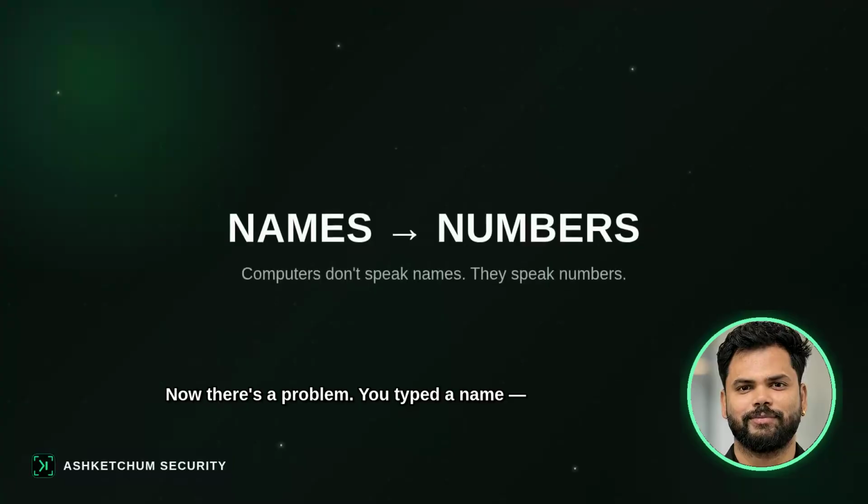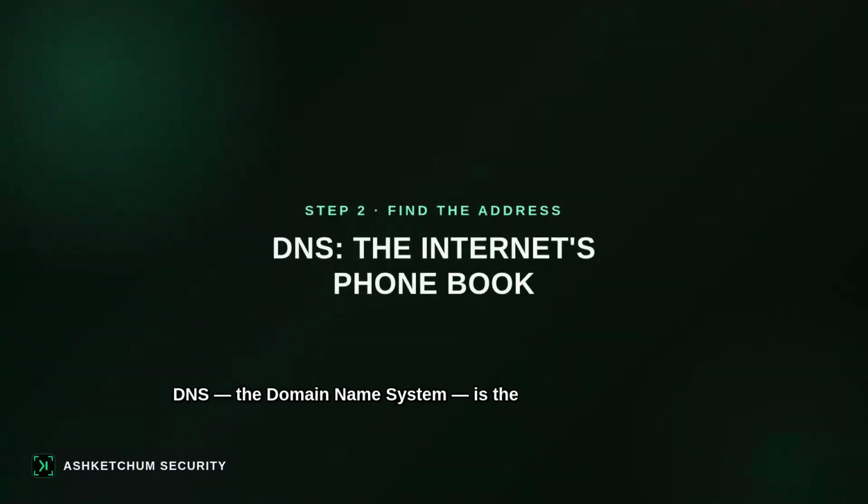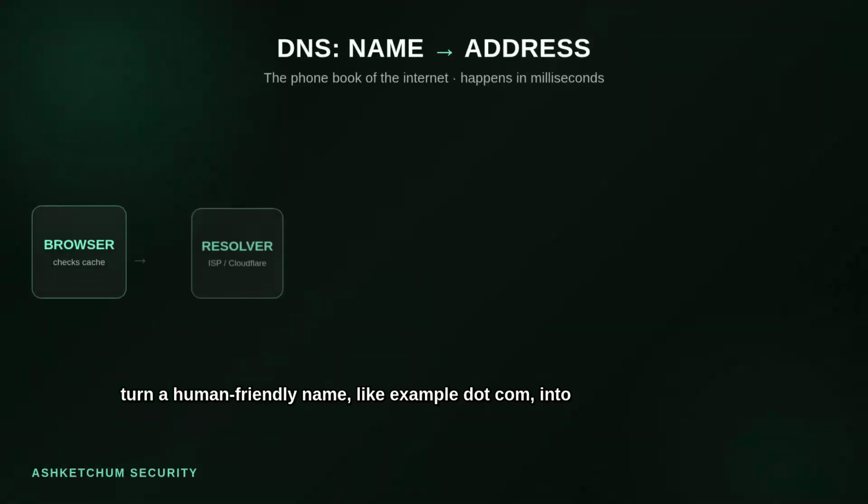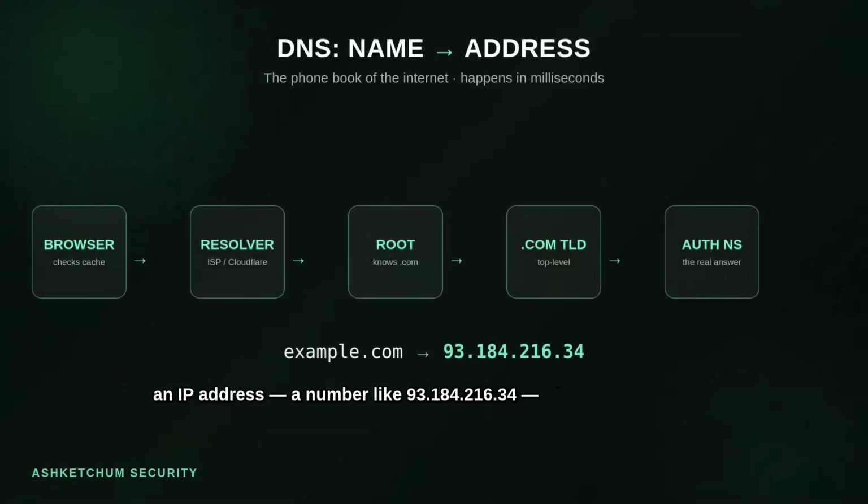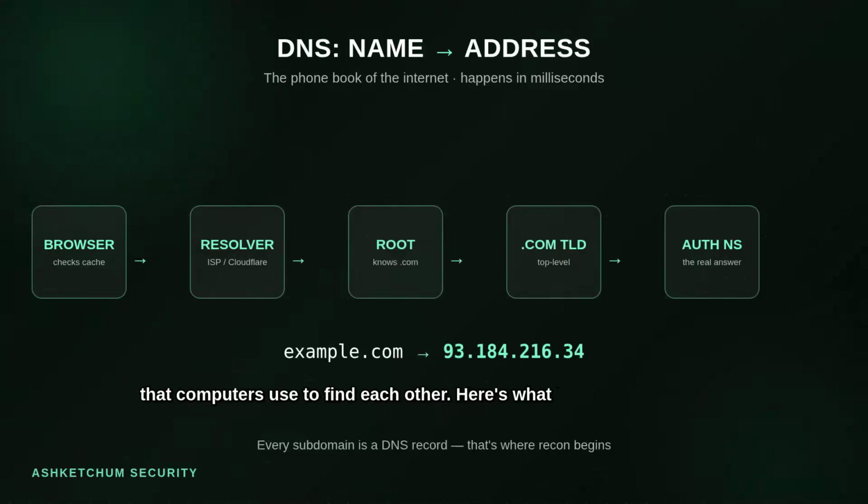Now, there's a problem. You typed a name, but computers don't talk in names. They talk in numbers. So how does example.com become an actual address? That's DNS. DNS, the domain name system, is the phone book of the internet. Its job is to turn a human-friendly name like example.com into an IP address, a number like 93.184.216.34 that computers use to find each other.